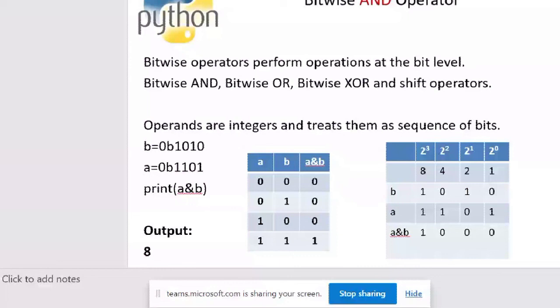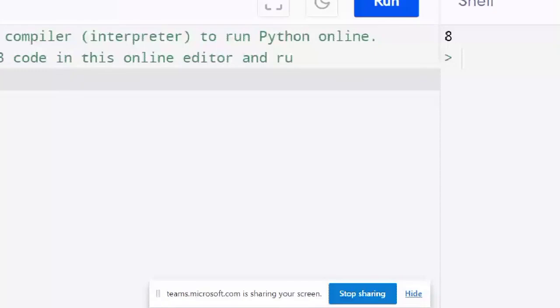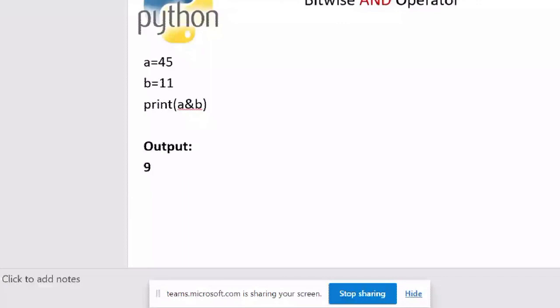సో ఇది కూడా ఒకసారి చెక్ చేసేద్దాము. 45 and 11, right? 45 and 11. We got 9, right? Yeah, very good. So that's 45 and 11. And so this is our operation.